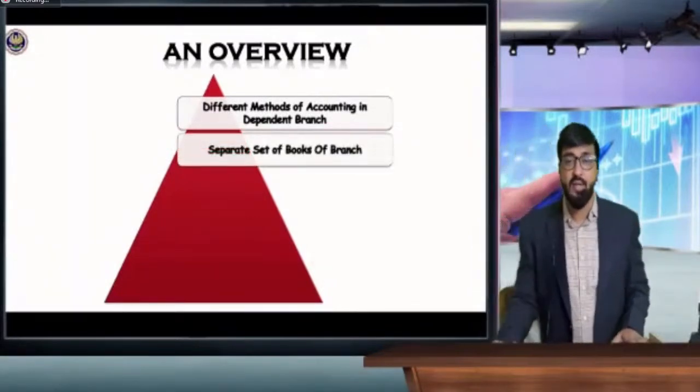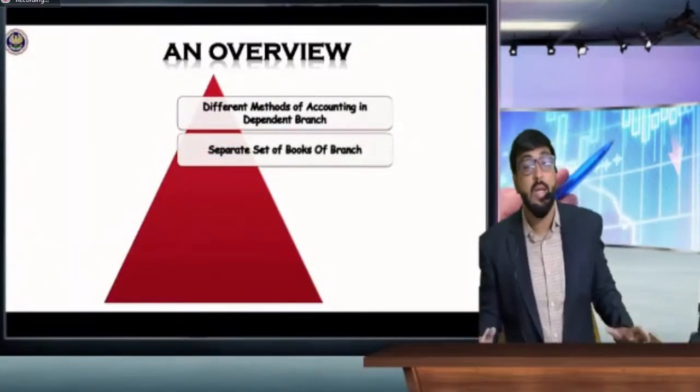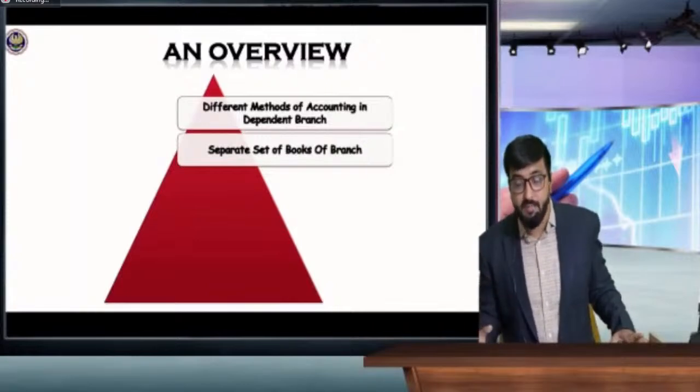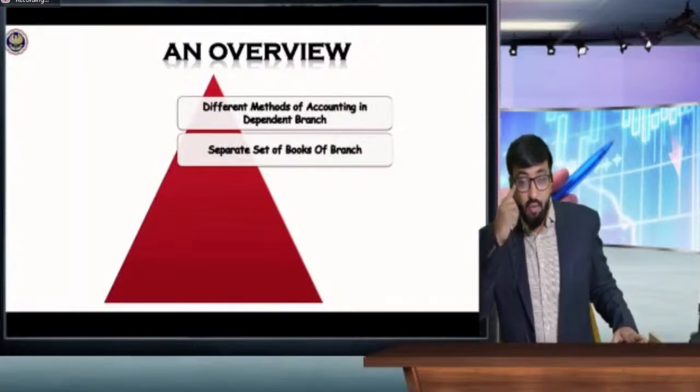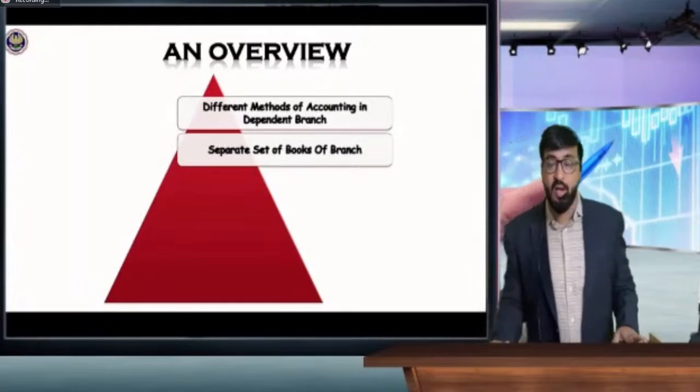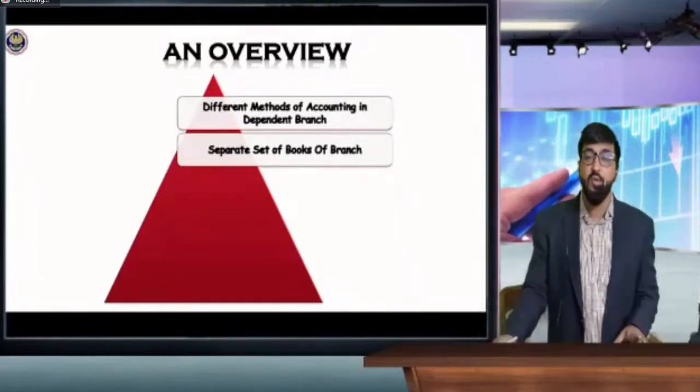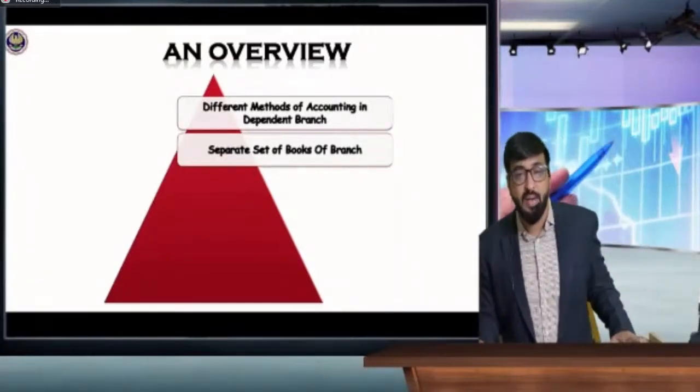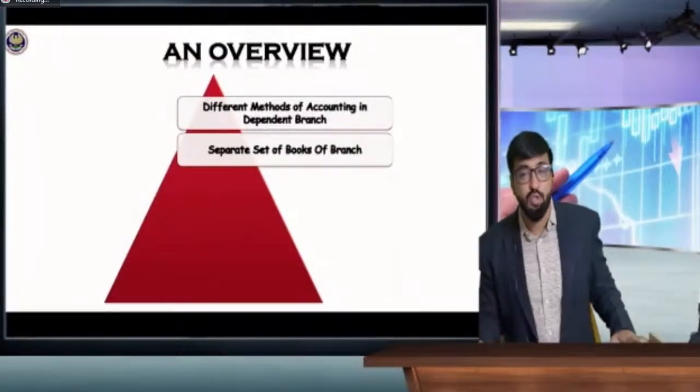Second one. Now what is the second one? Separate set of books of branch. Suppose it is an independent branch, after 18 years, yes, now you are independent. You are earning your money in your articleship, and that's why you are now independent. So separate set of books of branch. It is the second one.